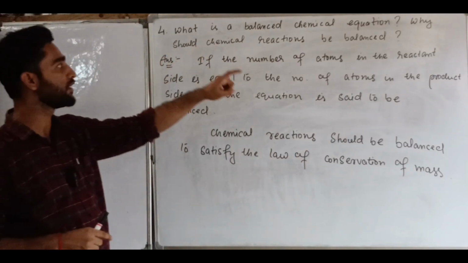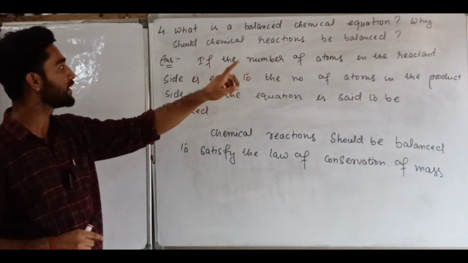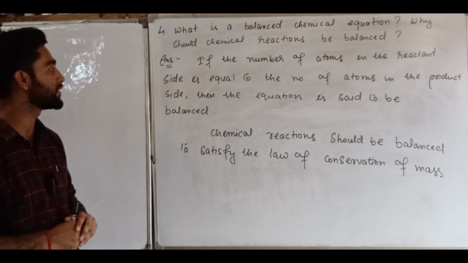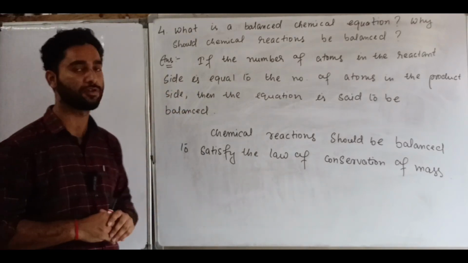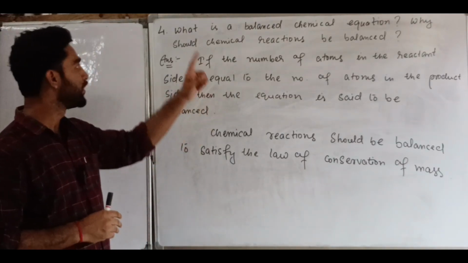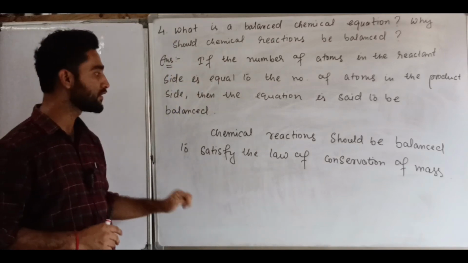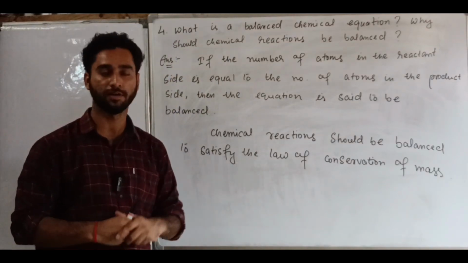So what is a balanced chemical equation? If the number of atoms in the reactant side is equal to the number of atoms in the product side, then a chemical equation is said to be balanced. Why should we balance the chemical equations? To satisfy the law of conservation of mass.